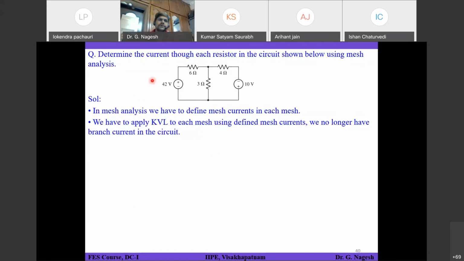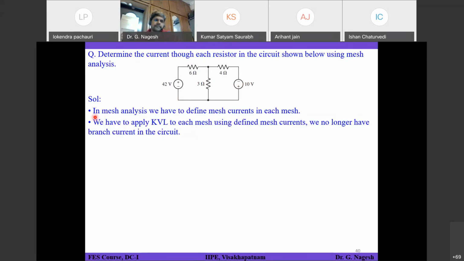Okay, so determine the current through each resistor in the circuit shown below using mesh analysis. That is the question: current through each resistor. The current flowing through 6 ohms, the current flowing through 4 ohms, the current flowing through 3 ohms, they are asking us to find out. We are trying to use mesh analysis to understand that.